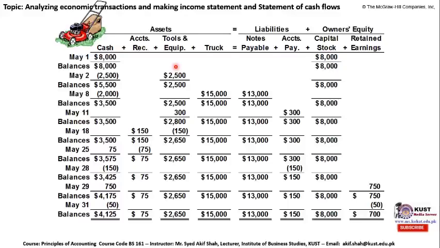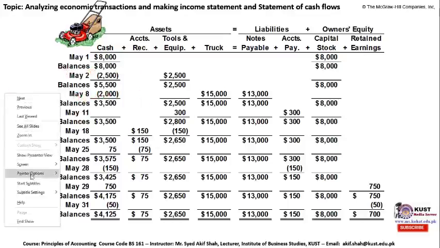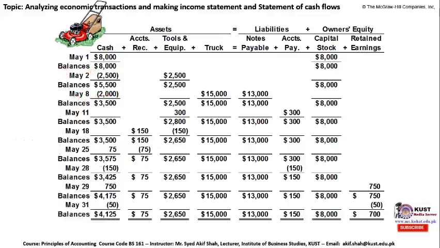A company has purchased tools and equipment, or a lawn mower, for $2,500 and paid in cash. This is the way you can incorporate all the transactions in this accounting equation. Let's check out another one, which is pertinent to May 8. You can see that on May 8, $2,000 is in parentheses, deducted.